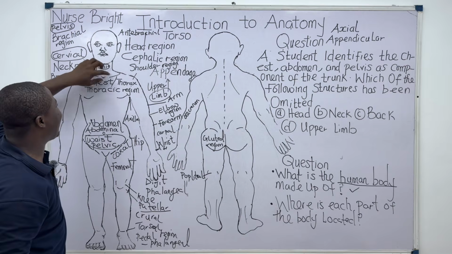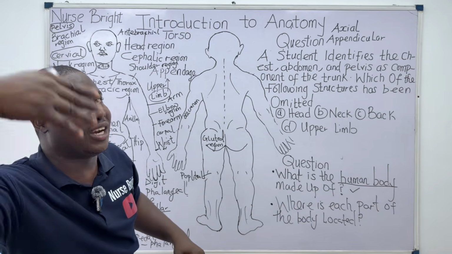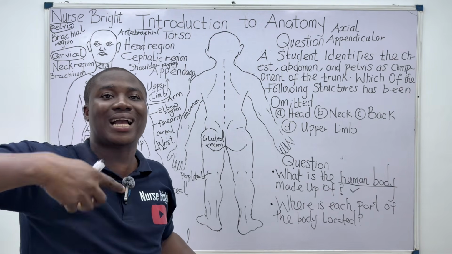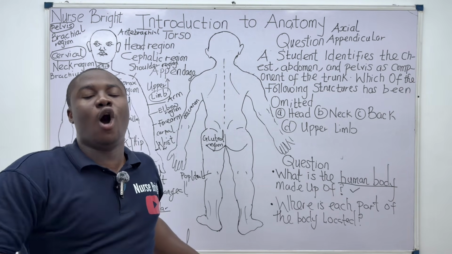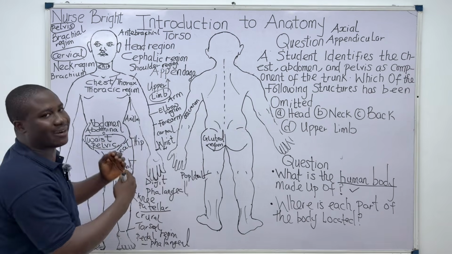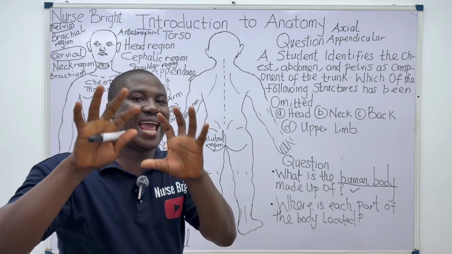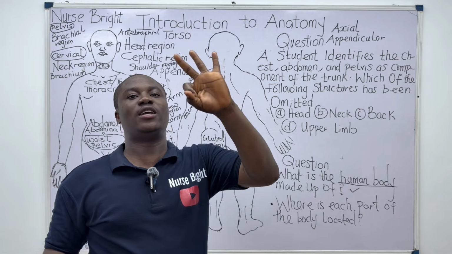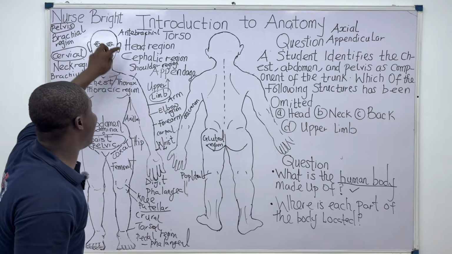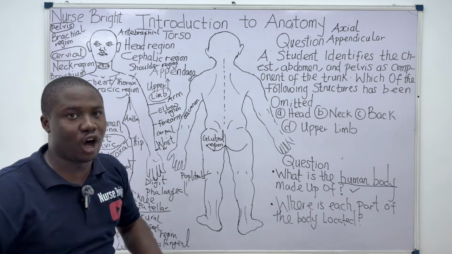The head, the neck, and the trunk. Remember, the trunk is divided into the chest region, the thorax, the abdominal region, the pelvic region, and also the back region. Are you listening? So the axial region of the body is divided into three parts, primarily, which include the head, the neck, and the trunk.